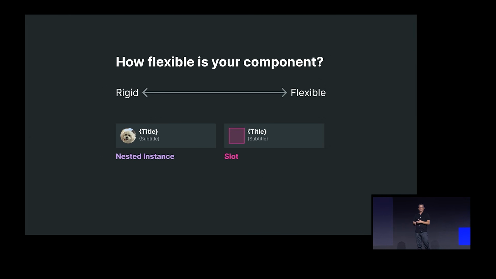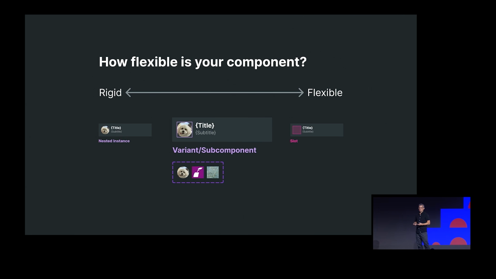On the left, we have a nested instance. It's only ever going to be an avatar. We can make it that dog by default. Or on the right, we can just put an open slot and let them do whatever they want. If you're thinking in that kind of binary way, as a system, you need to do better. And Figma enables us to do better.